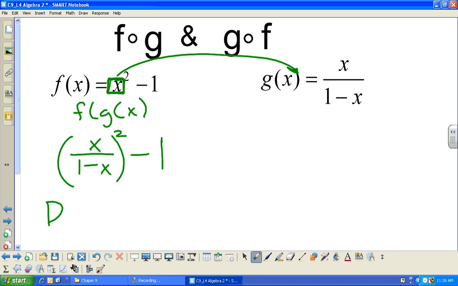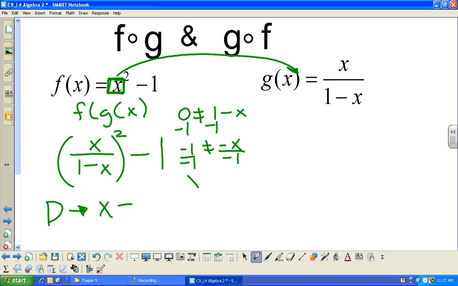I do, however, have to find my domain. Whenever x is on the bottom of a fraction, I have to find out what x cannot be equal to. So the bottom of the function, 1 minus x, cannot equal 0. I subtract 1 from both sides. Then I have to divide by a negative 1. So my domain is x cannot equal a positive 1, because negative 1 divided by negative 1 will be a positive 1.